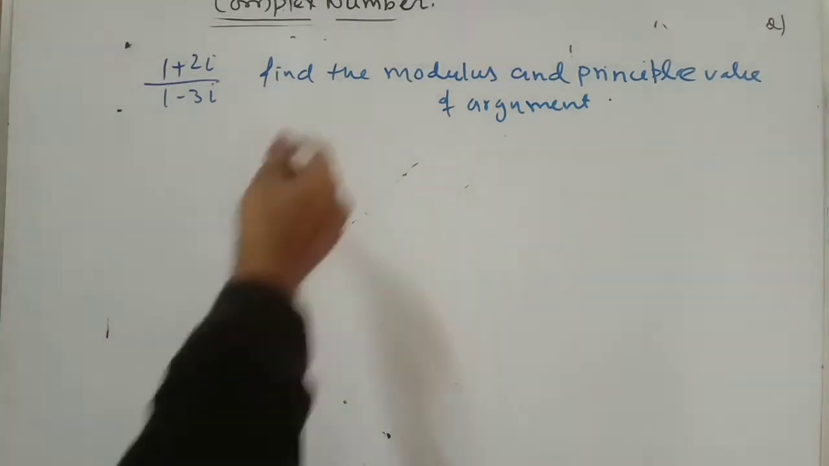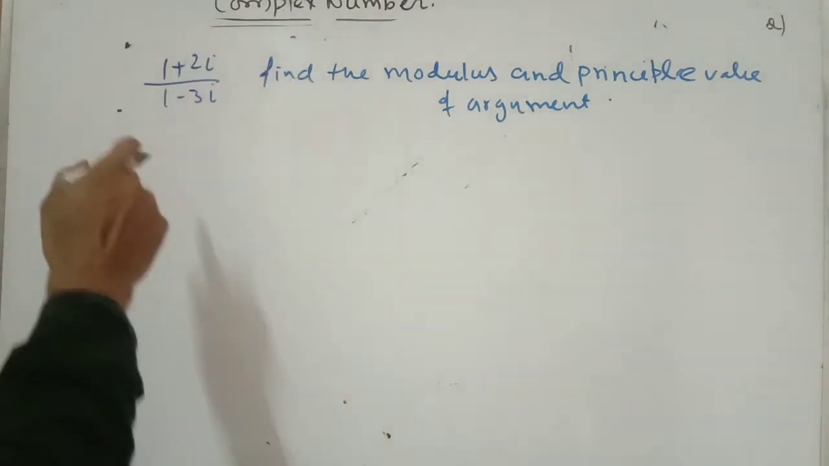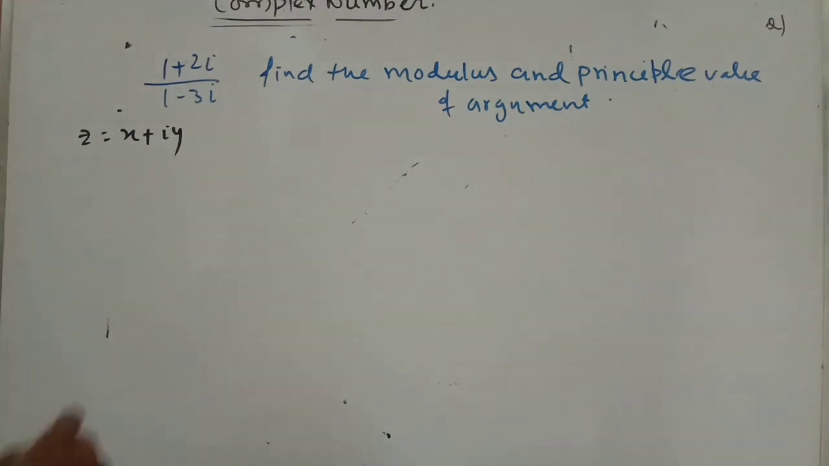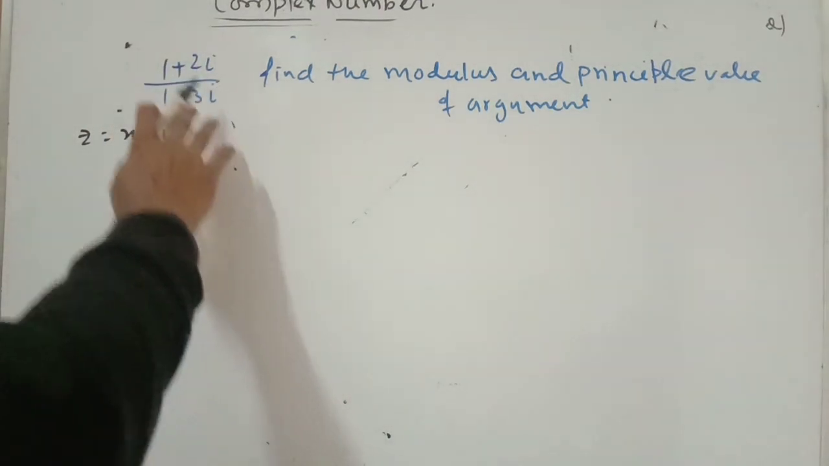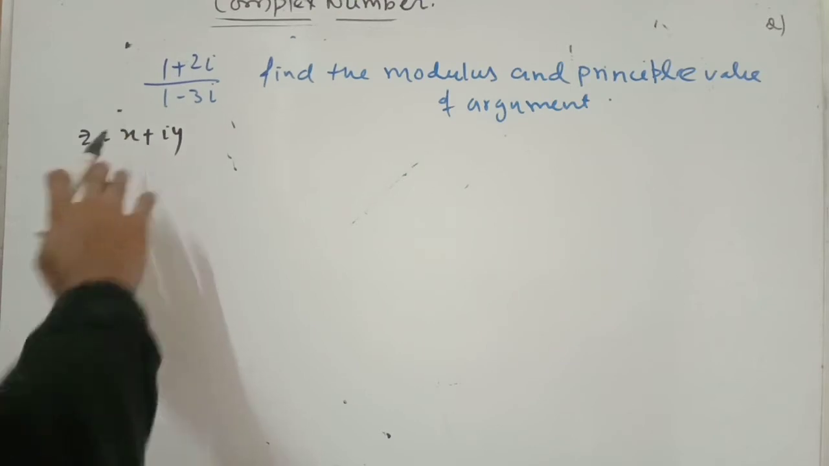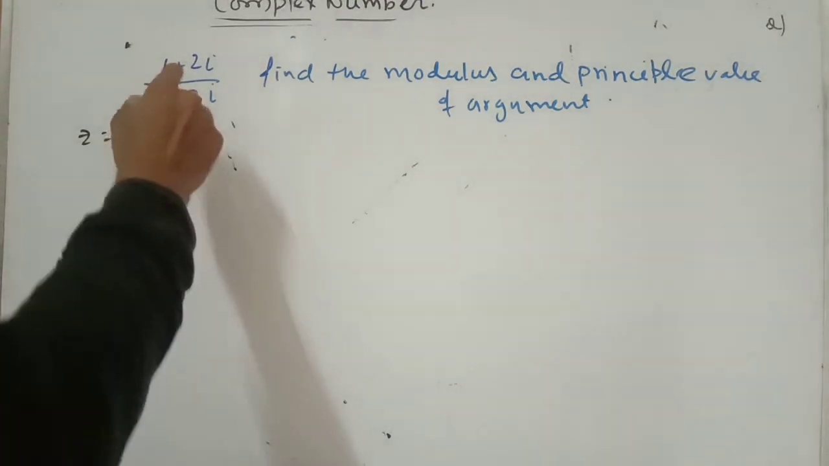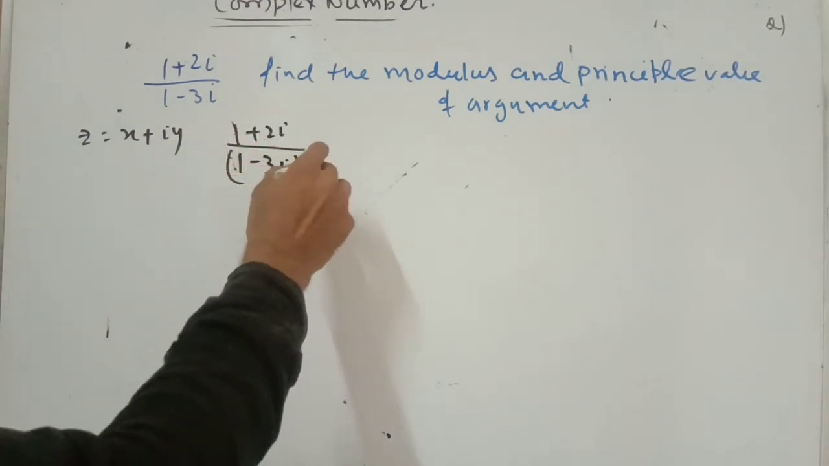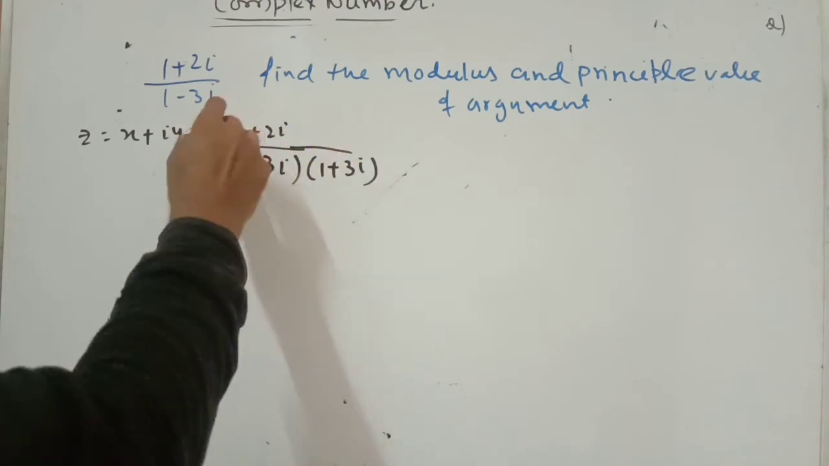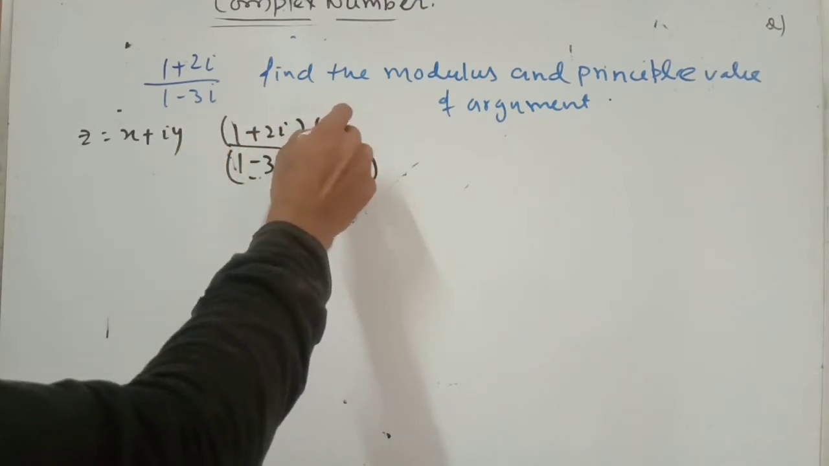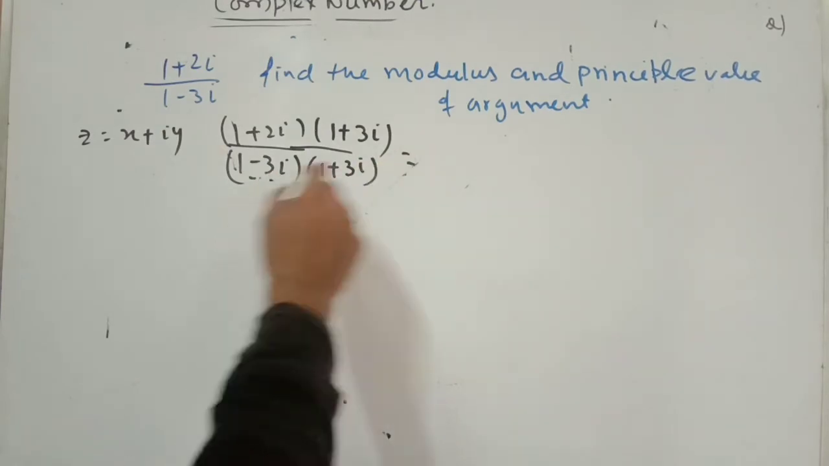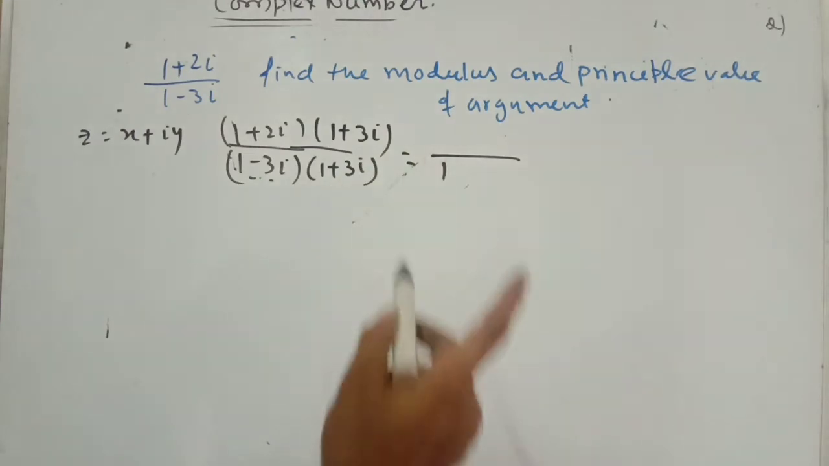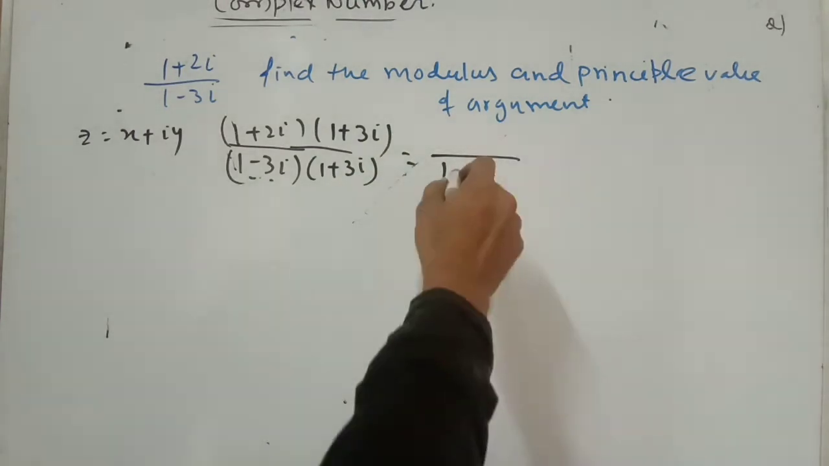Now first of all, find the modulus. For finding the modulus, first you convert the complex number into the form x plus iy. Here z is given, so to convert it, just rationalize the complex number. For 1 plus 2i over 1 minus 3i, multiply by 1 plus 3i, the conjugate of the denominator. It becomes 1 minus 9i square, and since i square equals minus 1, it becomes 1 plus 9.